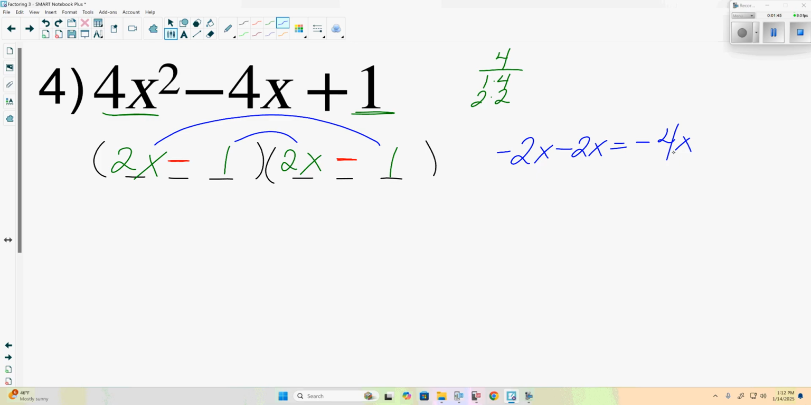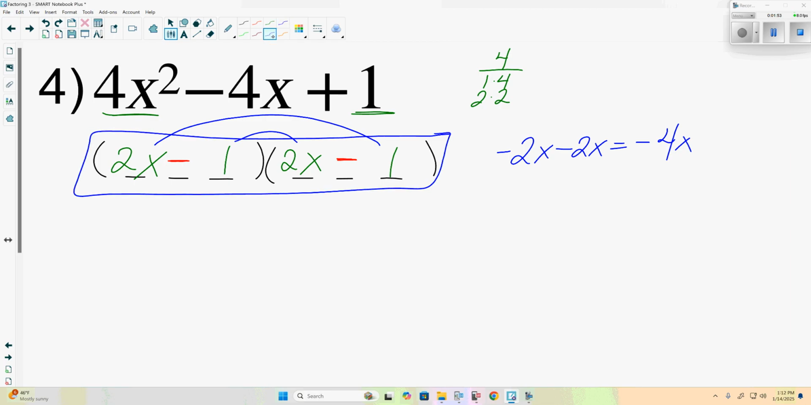Is that the correct middle term? Yes. So the correct factors for this are 2x minus 1 times 2x minus 1.